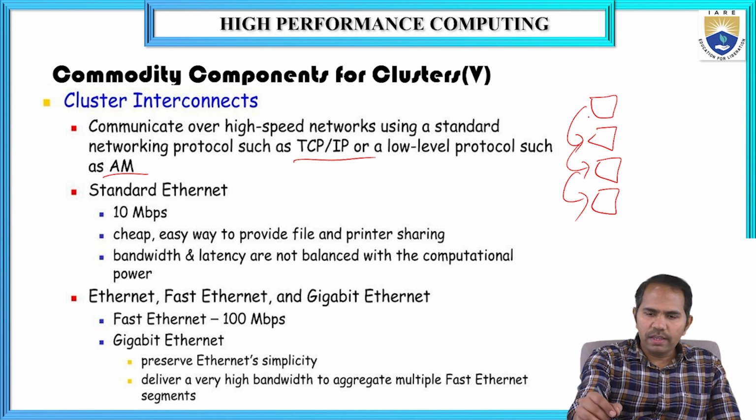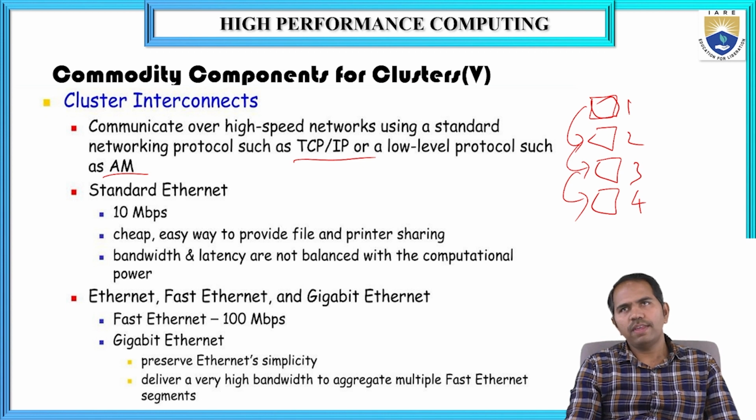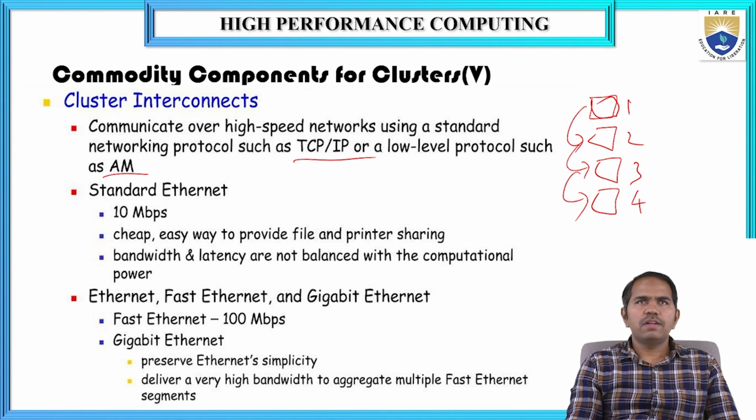Each box will be treated as a node: 1, 2, 3, 4 nodes, for example, four nodes here. In between, we use a high-speed network, for example TCP/IP or low-level protocols such as active messages, and here we use TCP/IP.